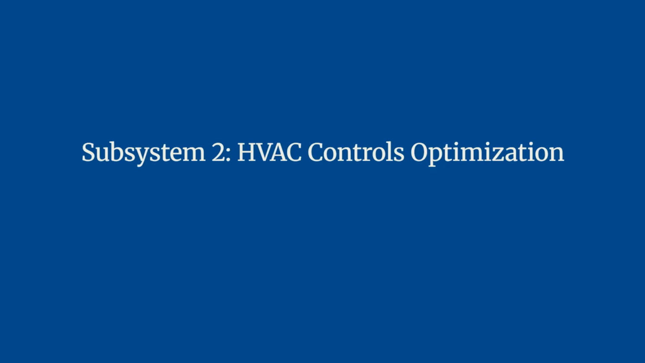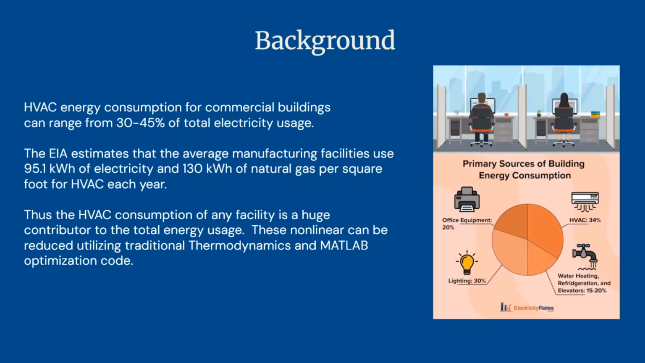My name is Winter Williams, and I will be covering Subsystem 2, HVAC controls optimization. Just some background. HVAC energy consumption accounts for roughly 30 to 45% of the total electricity usage for most commercial buildings. You'll notice in the chart to the right that HVAC is a significant driver for the amount of electricity that's going to be used for most commercial buildings throughout their year.